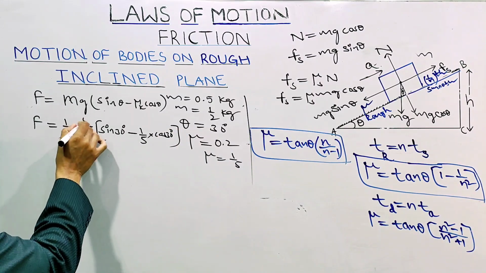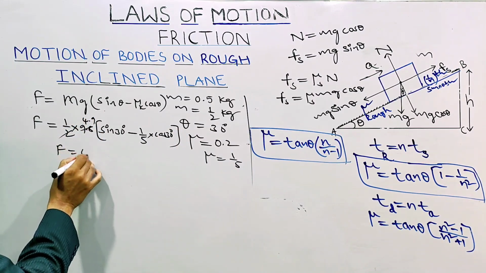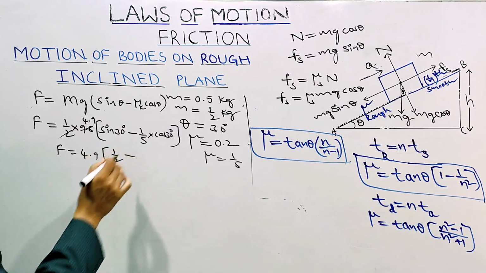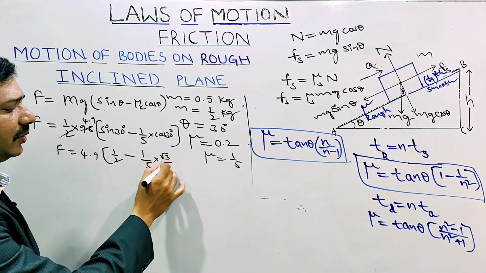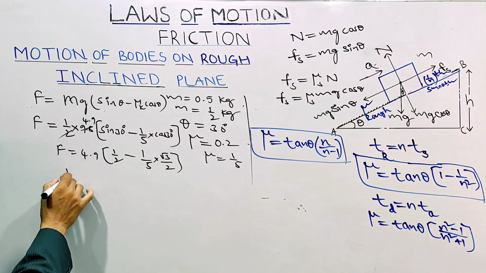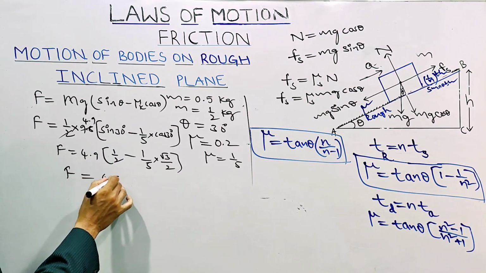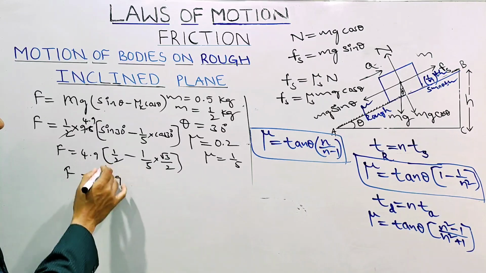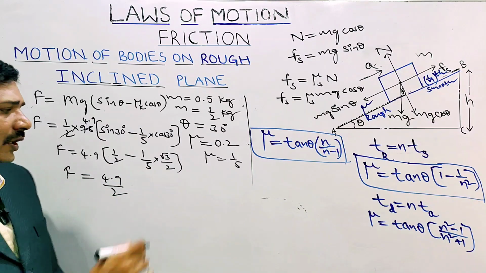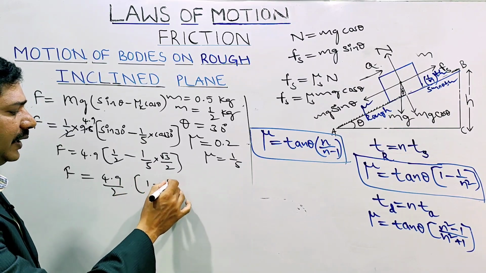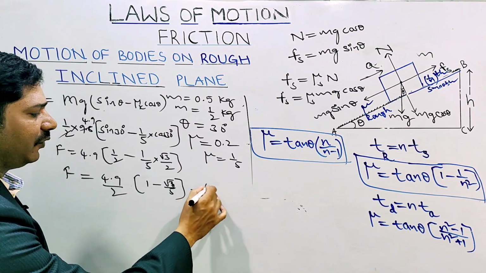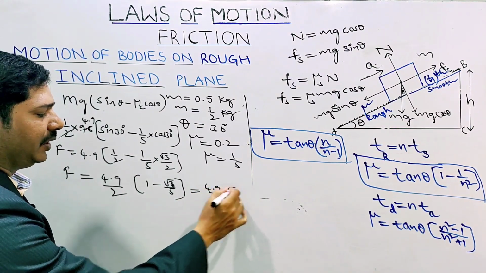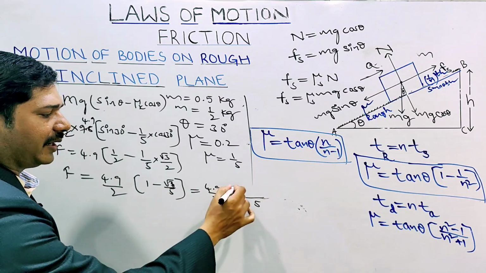Here 2 1 ja 2, 4.9. F equal to 4.9 into sin 30 value how much? 1 by 2 minus 1 by 5 into cos 30 how much? Root 3 by 2. Okay, here F is equal to 4.9. Here also 2 is there, here also 2, I am taking common. So that time what happened? 1 minus root 3 by 5. Here 4.9 by 2 into LCM is what? 5. So 5 minus root 3.